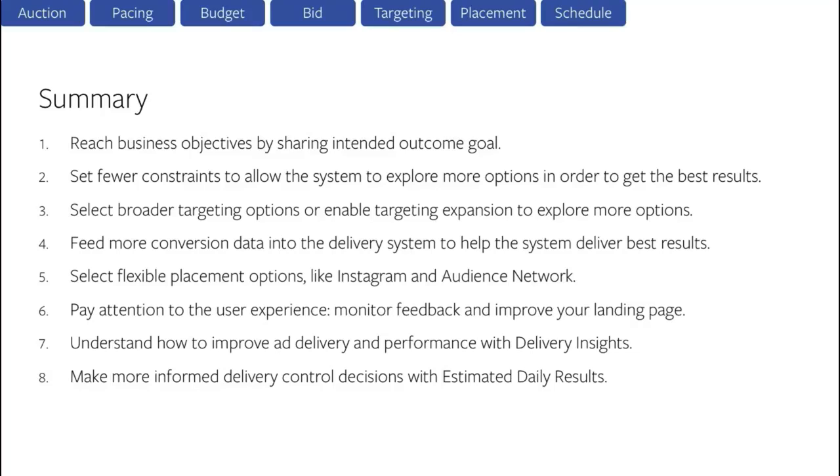Step 5, select flexible placement options like Instagram and Audience Network. Step 6, pay attention to the user experience. Monitor feedback and improve your landing page. Step 7, understand how to improve ad delivery and performance with delivery insights. Step 8, make more informed delivery control decisions with estimated daily results.